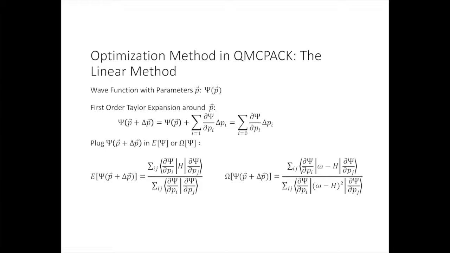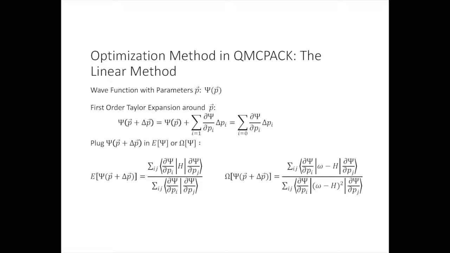Because delta p is small, we can actually linearize the wave function through a first order Taylor expansion. And once we do that, we can plug this linearized psi of p plus delta p into either the energy functional or the excited target functional, depending on which state we want to get. Once we do that, we have these expressions for the energy and the target function, and we can take derivatives of both quantities with respect to delta p, and then set the derivative to zero. Once we do that, we end up with these two equations. They look different at first glance, but once you inspect them closely, you will find that they are both in the form of a generalized eigenvalue problem with a different Hamiltonian matrix H tilde and an overlap matrix S tilde.